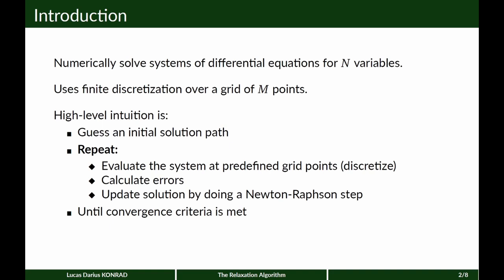So the high-level intuition of this procedure is that we guess a path, we have an initial condition, we have an endpoint, and we have an educated guess, more or less educated, how we might behave towards this steady state equilibrium. And then what we do is we evaluate the system for our guess, get the errors, see how wrong we get it, and update the solution using a Newton-Raphson step. And this is repeated until we meet convergence.